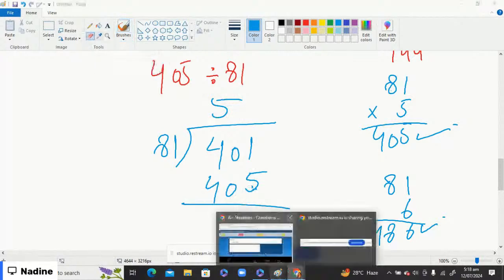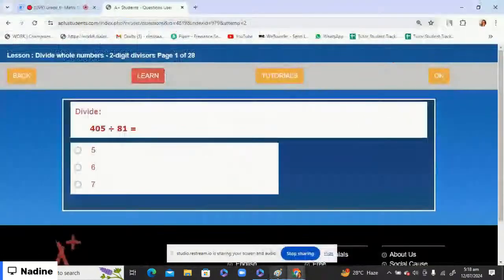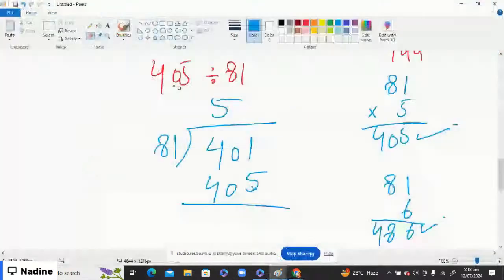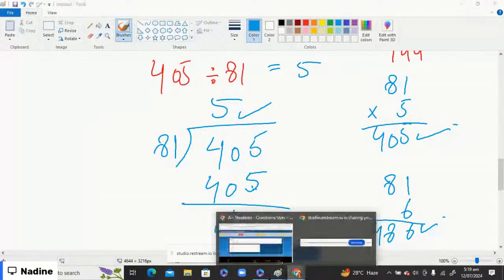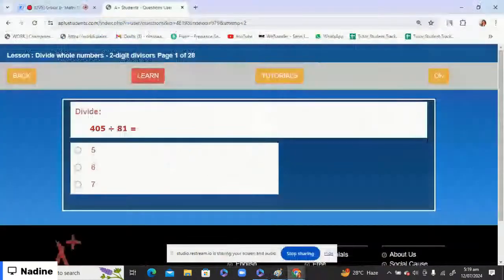I think so. It's 405. Yeah, it's 405. And I just put it here 401. Sorry for that. And it's the 5. Okay? Yeah, you are right. It's 405. The first one is right. That said, the answer is 5.